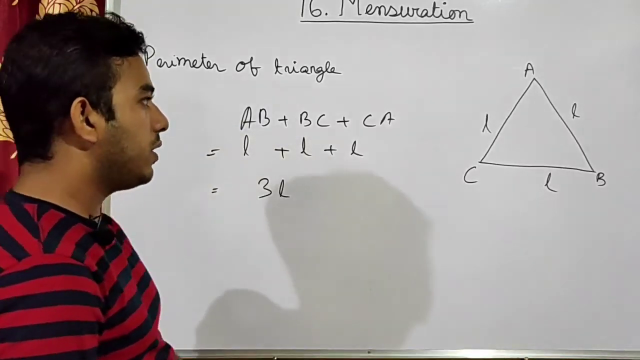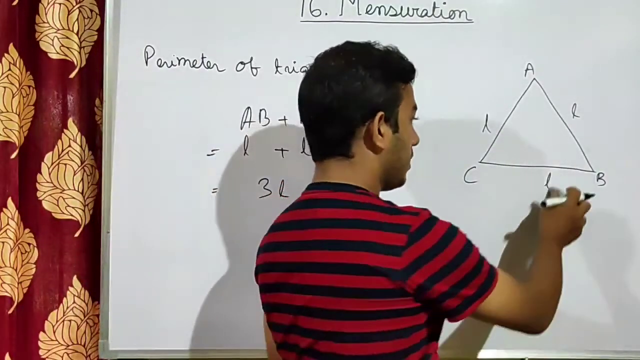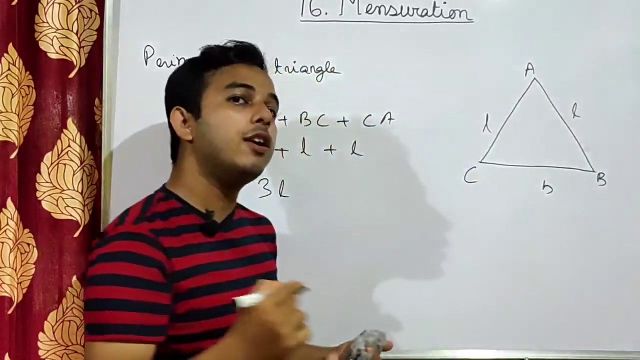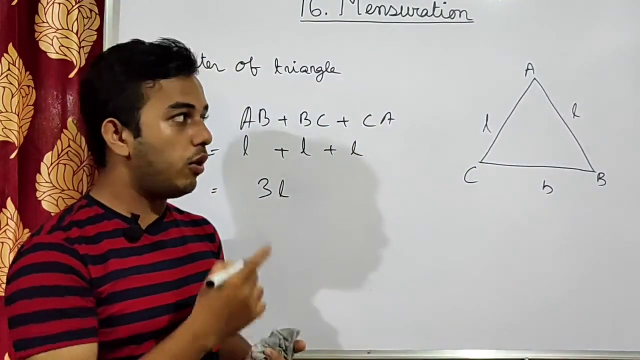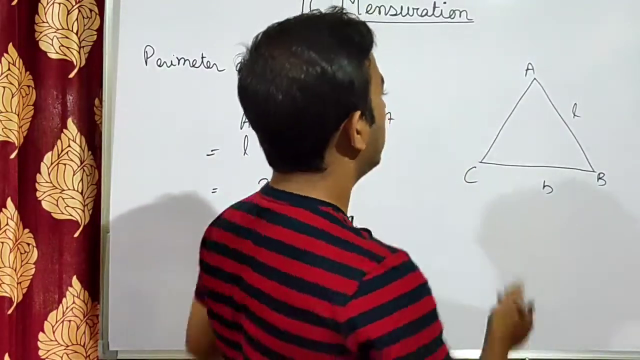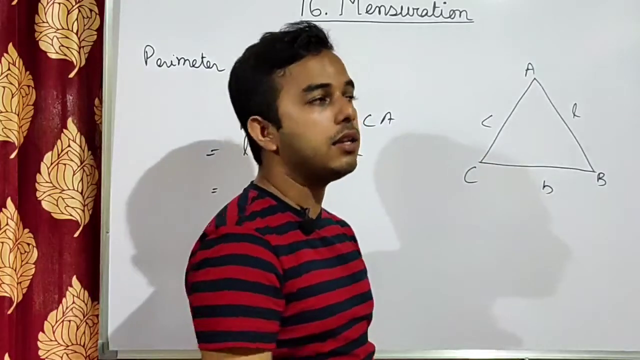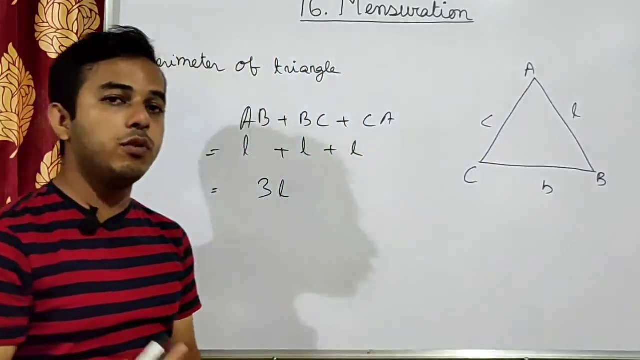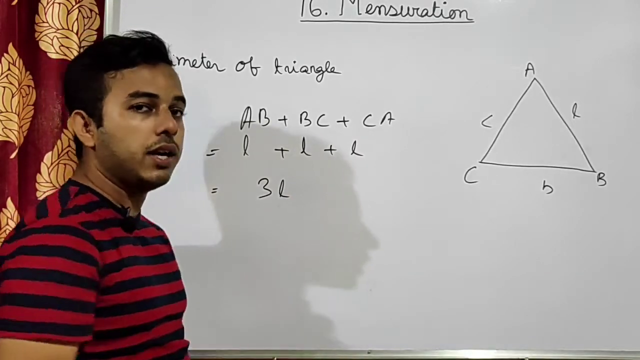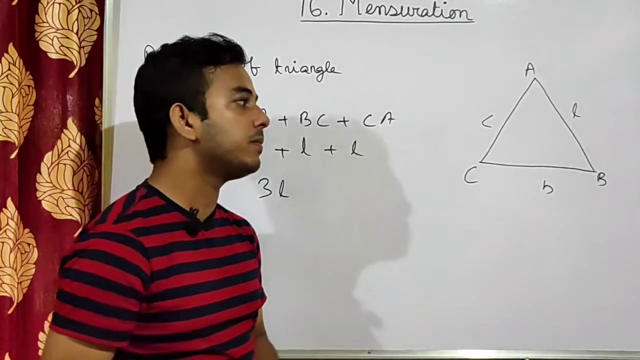So now look, if it is an isosceles triangle, this side will be different, for example B. So it will be 2L plus B. If all the sides are different, that is this side is, for example, C, its formula will be L plus B plus C. Clear? Okay. So now let us solve a few questions regarding the perimeter of a square, then rectangle, then triangle. It will be better for you to understand what perimeter is.